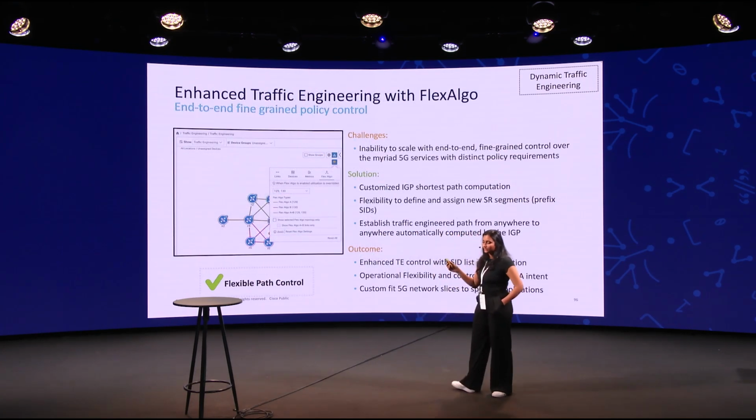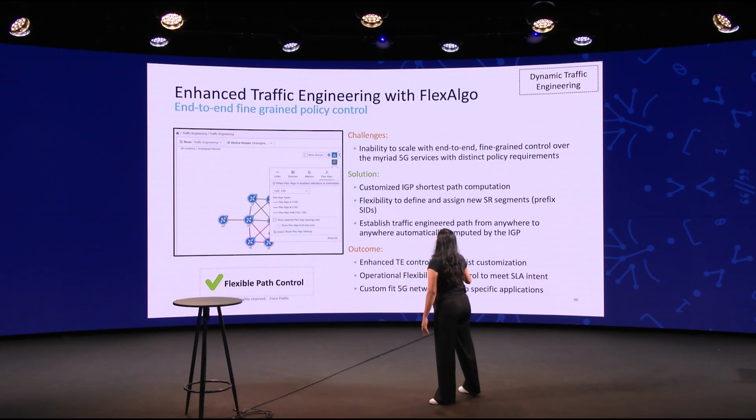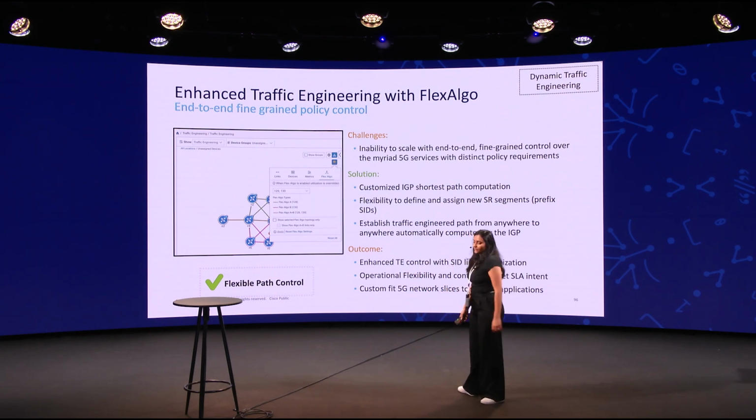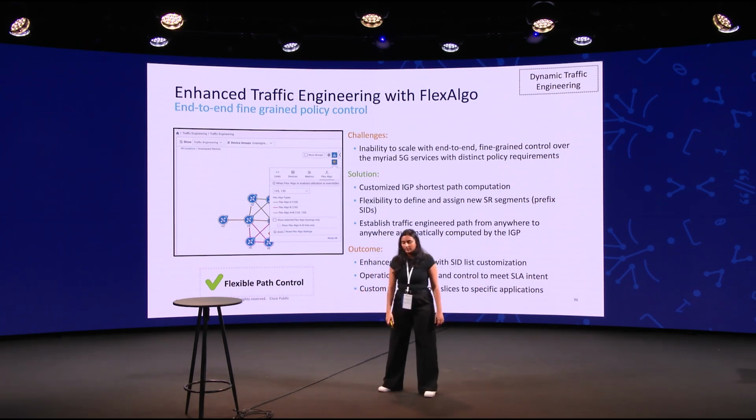OK, so the next one, actually my second favorite use case, enhanced traffic engineering with Flex-Algo. The challenge here is really the inability to scale end-to-end if you want super fine-grained control over your services or over your network. The solution is to customize your IGP shortest path computation. And when I say customize, it's to actually make the computation make sense for your network metrics, and not for someone else's definition of what should make sense for your network. So you can establish traffic engineered paths from anywhere to anywhere, and it's automatically computed by the IGP.